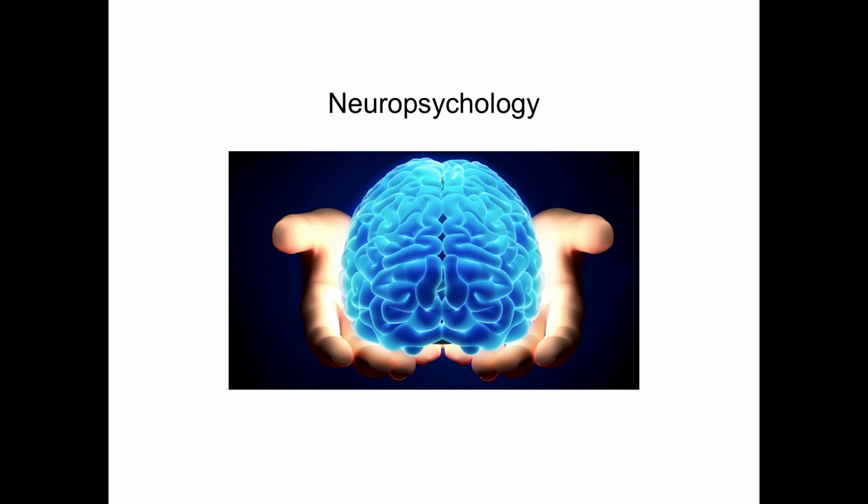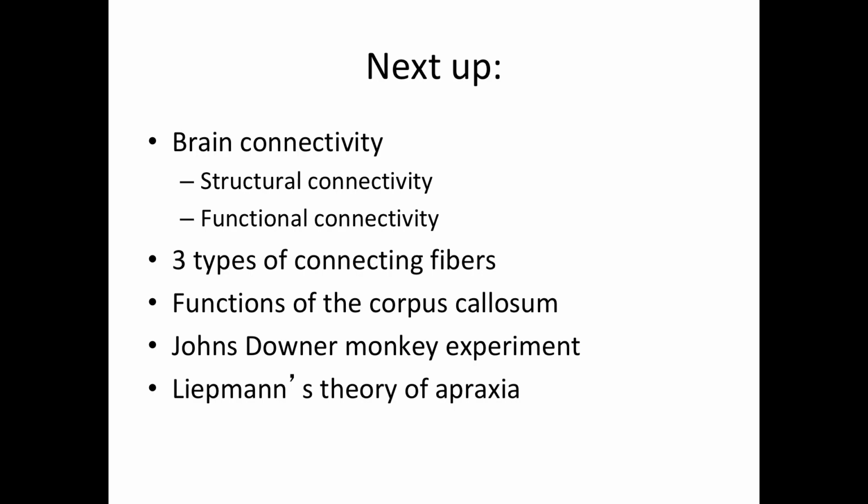So, in the next couple of videos, we are going to dive into chapter 17, which talks all about connection and interhemispheric connection. So, in this video, we are going to talk about what is structural connectivity, what is functional connectivity. We're also going to shed light on 3 different types of connecting fibers. We are going to talk about the biggest piece of brain structure that connects our 2 hemispheres, which is the corpus callosum. And then we will talk about John's Downer monkey experiment and Liebman's theory of apraxia.